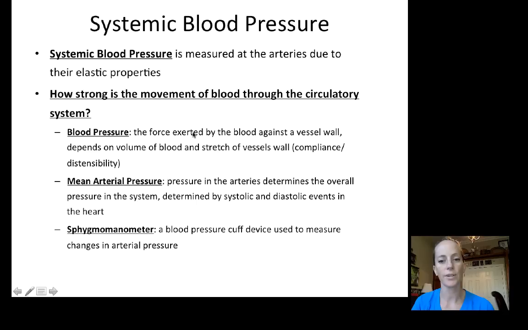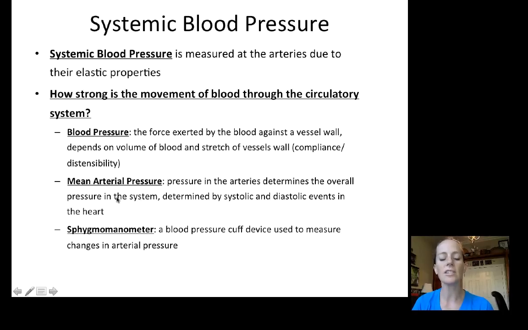So a couple of definitions here, and we're going to measure blood pressure in lab as well. So blood pressure is the force exerted by the blood against a vessel wall. So that is how much the blood is pushing against the vessel wall. This depends on how much blood is present and how much the vessel walls can stretch and recoil, the compliance and distensibility of those vessels. We can measure blood pressure locally in a single artery, or we can measure blood pressure systemically in the entire system. And if we do that, we call that mean arterial pressure.